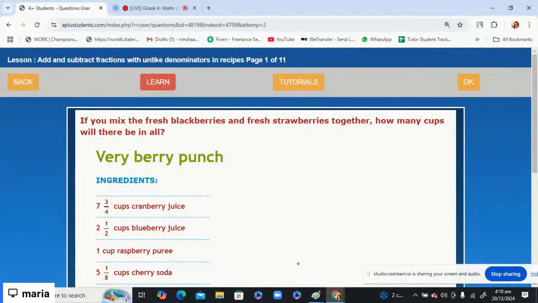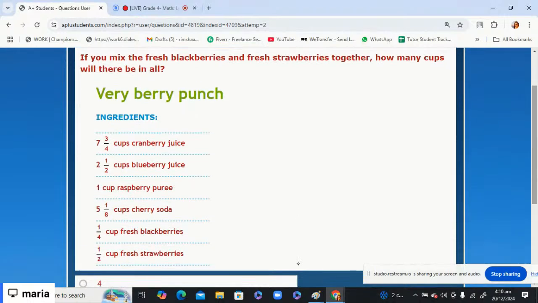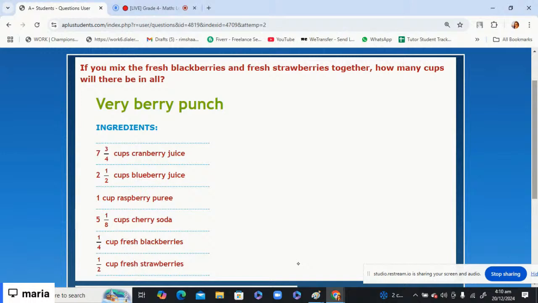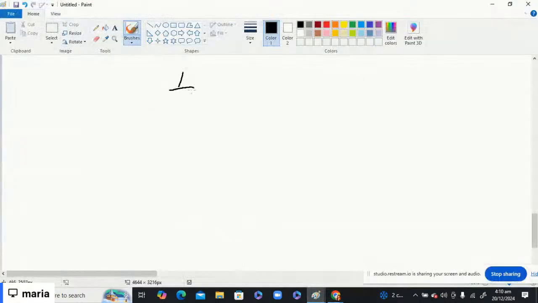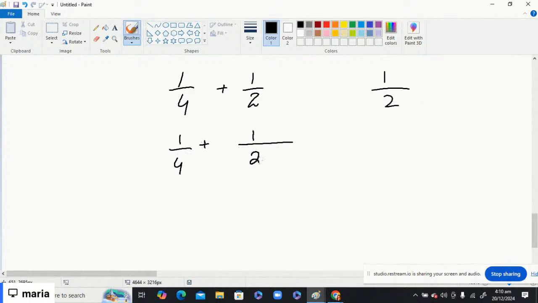So check it out. The blackberries, how many of them? 1 by 4. And the fresh strawberries are 1 by 2. So 1 by 4 and 1 by 2. So put it down here, let's do it. Now it's 1 by 2. 2 times 2 is 4. So here is 1 by 4 plus 1 by 2, then times 2 and times 2.